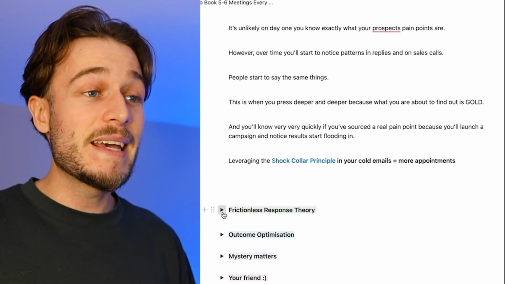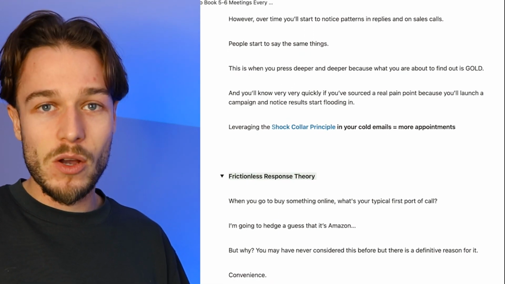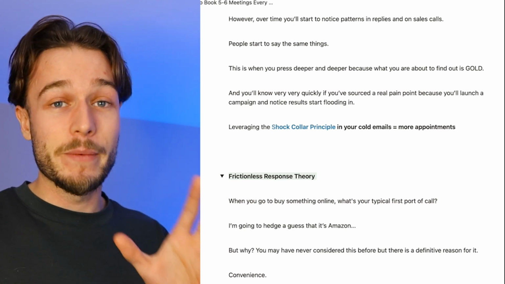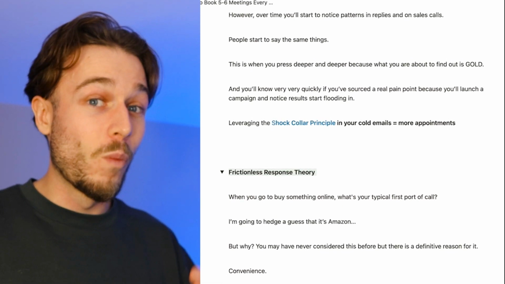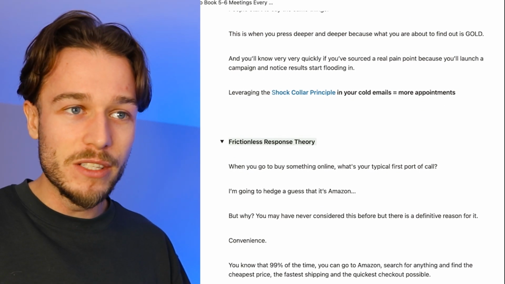The third one we're going to look at here is the frictionless response theory. So, when you go to buy something online, what is your typical first port of call? I'm going to make a guess here, okay? And I'm going to guess that this is Amazon. Why? Why is it Amazon? Well, you may have never considered this before, but there's a definite reason for it.